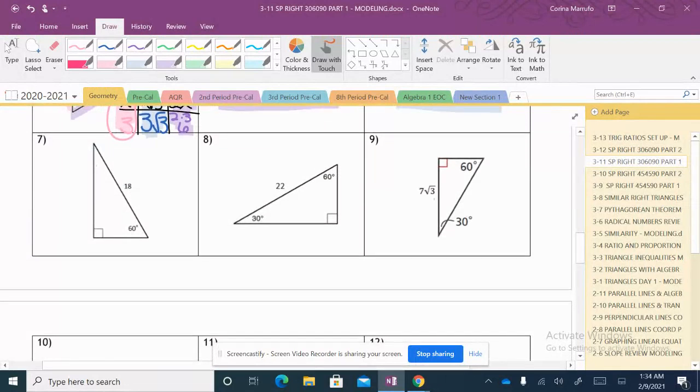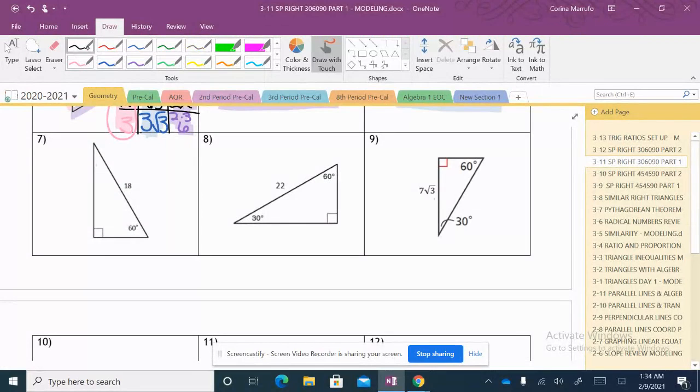Okay. So here, we're going to do the exact same thing that we've been doing. I'm going to go ahead and make my table. So we have x, 30, 60, 90.